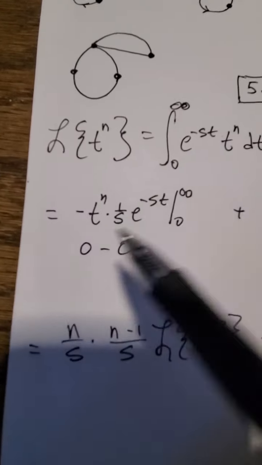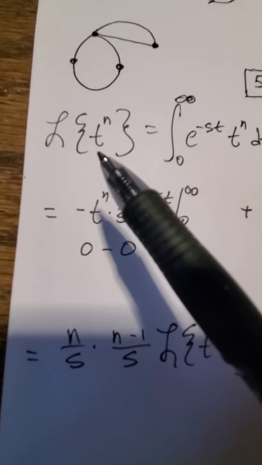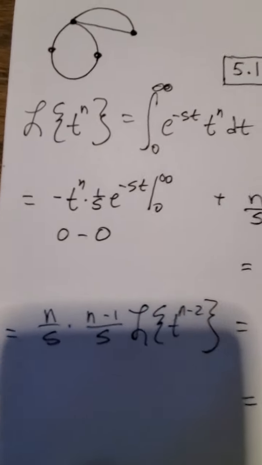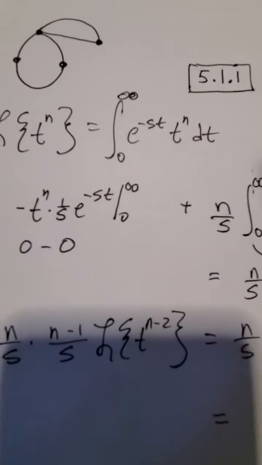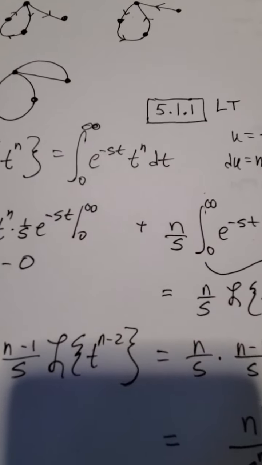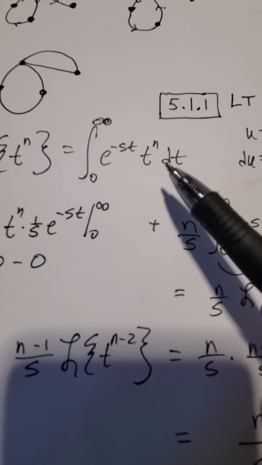So we want to look at the Laplace of t to the n. Well, let's just go through it. By definition, this is the integral from 0 to infinity of e to the negative st times t to the n dt.